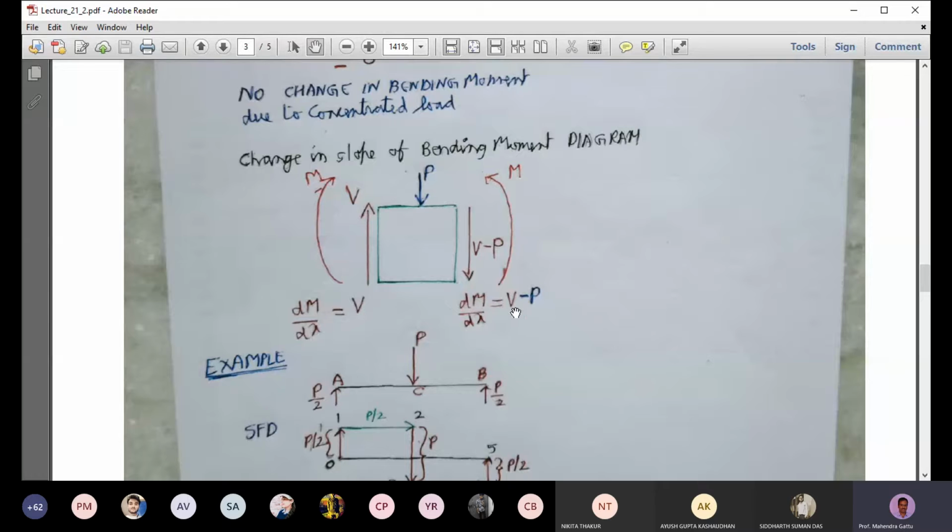So there is a change in the slope of the bending moment diagram as we go from the left of the load to the right of the load, as we move in this direction. So the change is equal to minus P.